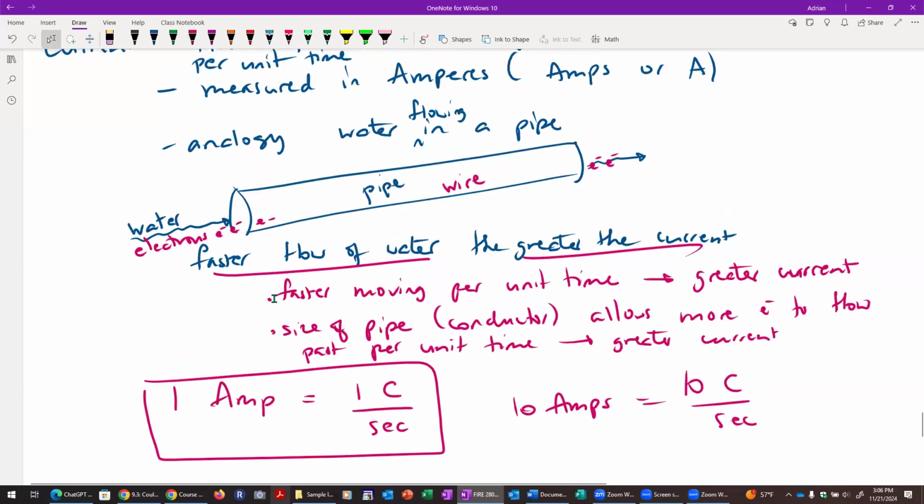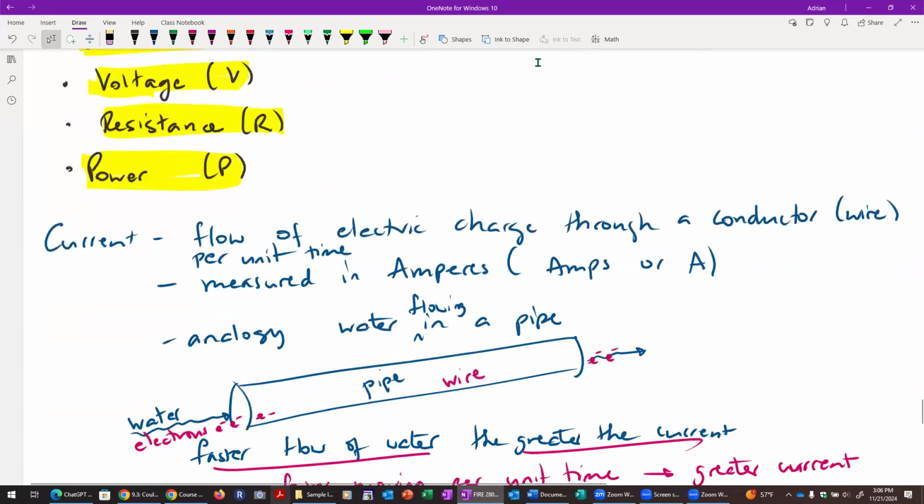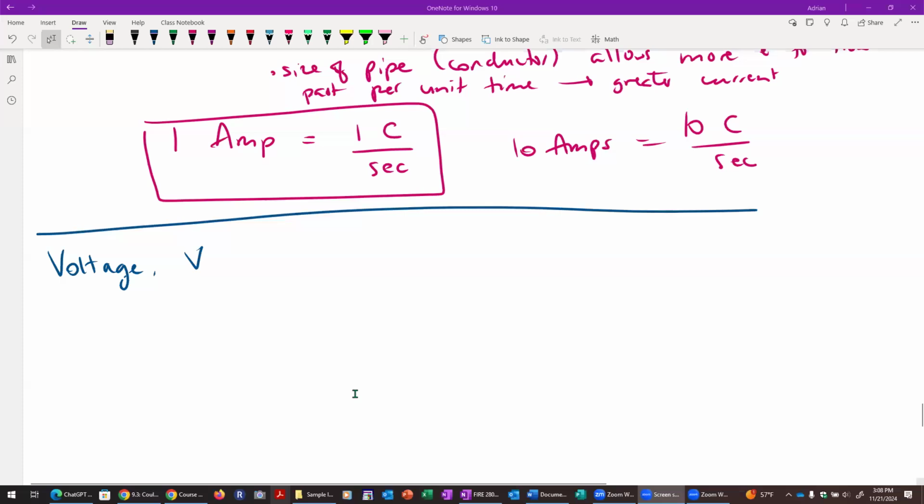The second thing we'll take a look at here is voltage. When we talk about voltage in an electrical circuit or electricity generally, this is defined as the chemical or electrical potential difference between 2 points in an electric circuit.